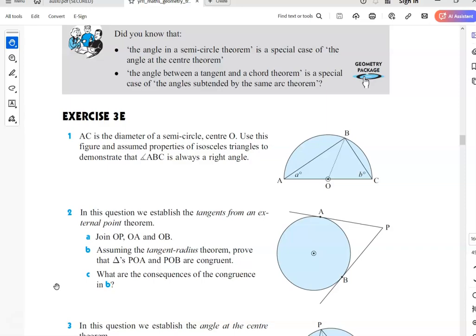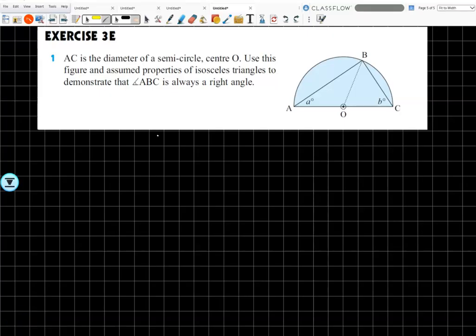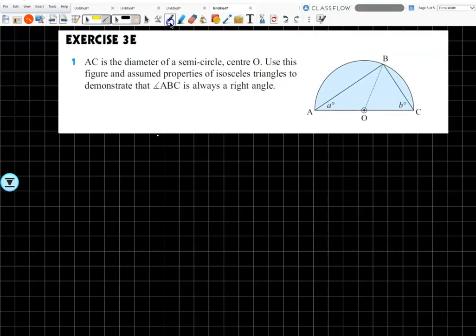Good luck. I know. AC is the diameter of a semicircle, center O. Use this figure and assume properties of isosceles triangles. Hopefully if I underline, of isosceles triangles. So it's giving you a bit of a hint, isos, to demonstrate that angle ABC is always a right angle triangle.